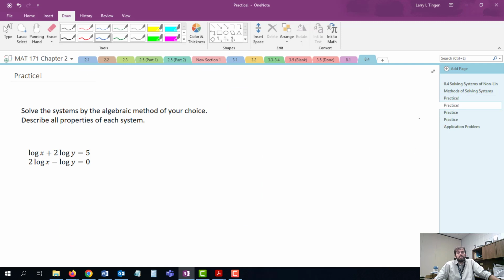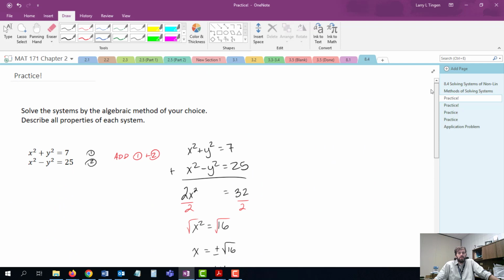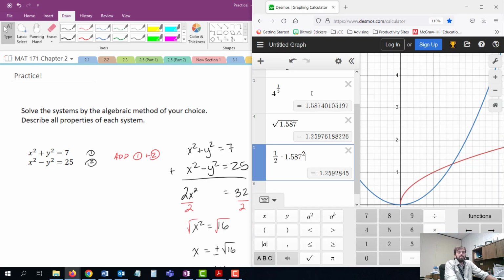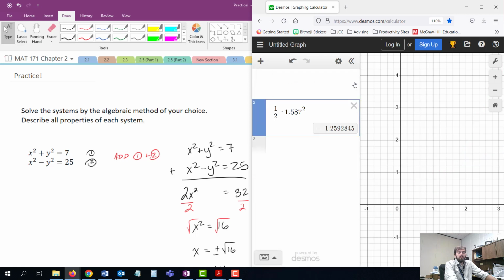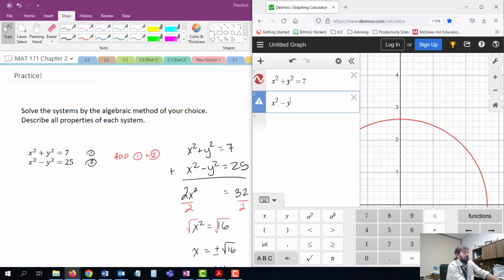Next. And what does that mean? What does this mean if I were to graph this? What do you think this looks like? All right, well, one of these is a circle, and the other is not. X squared plus y squared equals 7. There's my circle. X squared minus y squared equals 25.